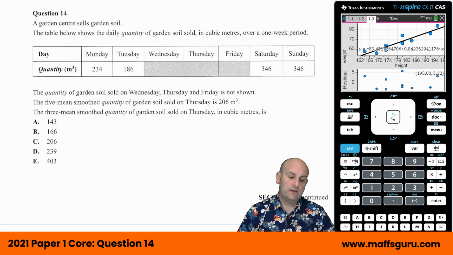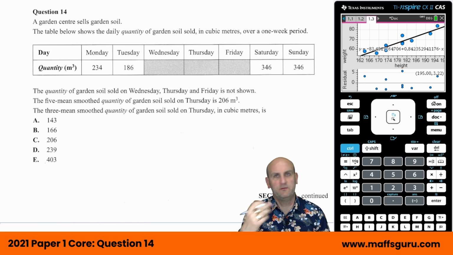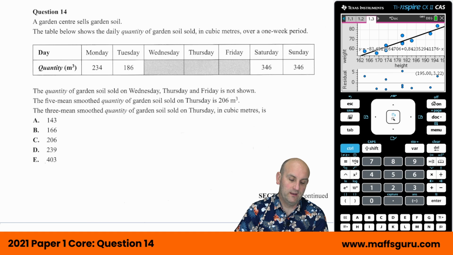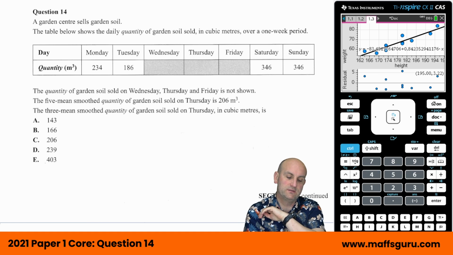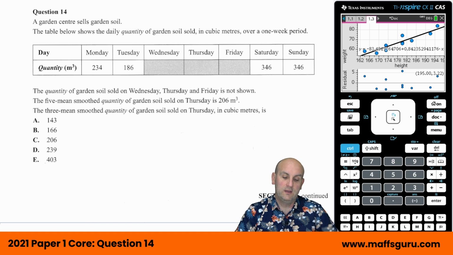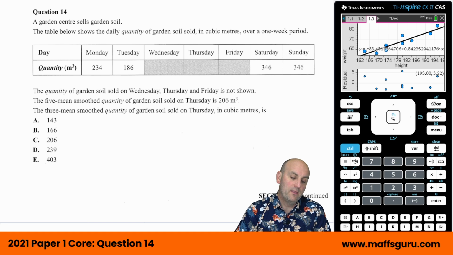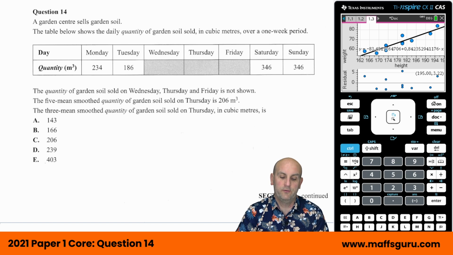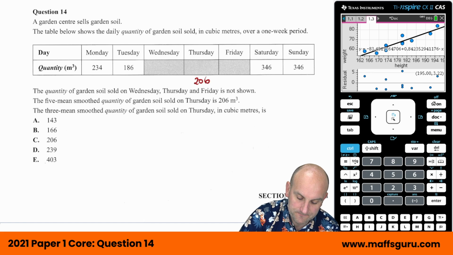A garden centre sells garden soil. I love this question, but again, to be honest with you, this is more methods than anything, and don't quote me on that one. The garden centre sells garden soil. The table below shows the daily quantity of garden soil sold in cubic metres over a 1-week period. The 5 mean smooth quantity of garden soil sold on Thursday is 206.